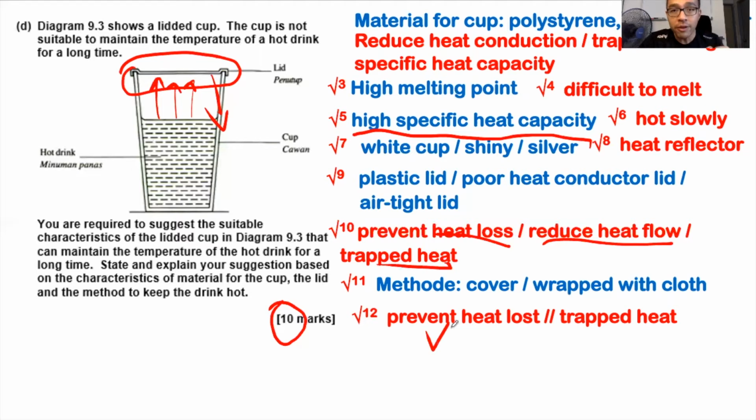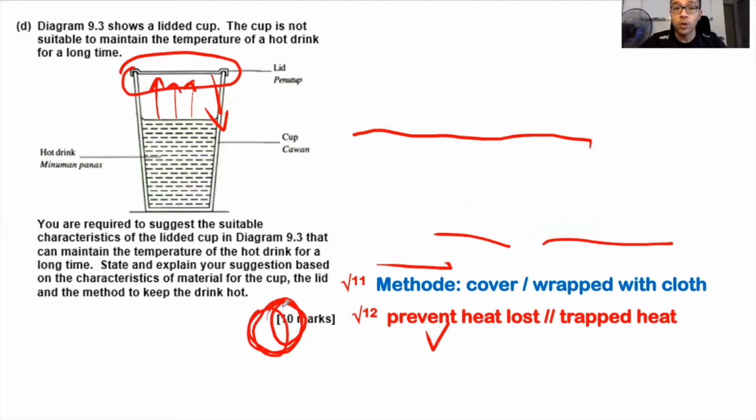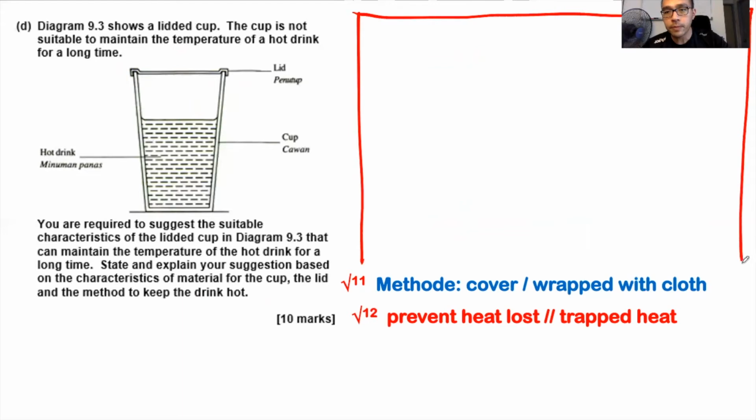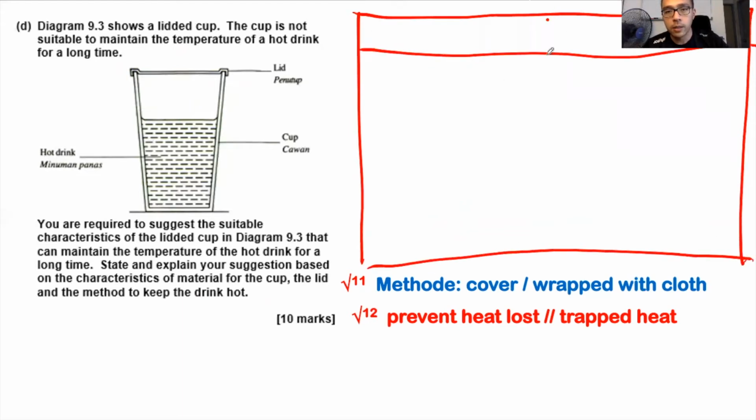Okay, now let me remind you that in questions like this, for 10-mark question, how do we answer this question is we put it in a table form. Okay, so how do we put it in a table form? This is the way. So on this side, okay, we put characteristics, ciri-ciri. Okay, and then this one we will say explanation. This is my standard answering format lah.